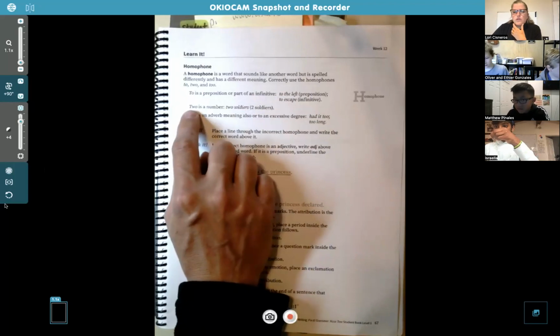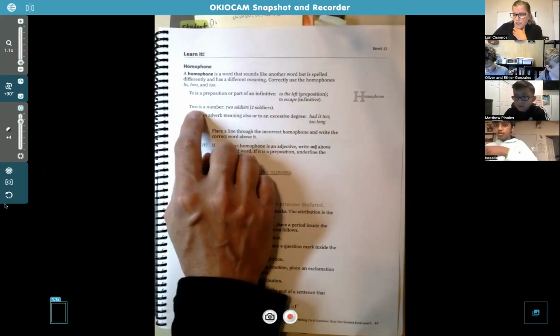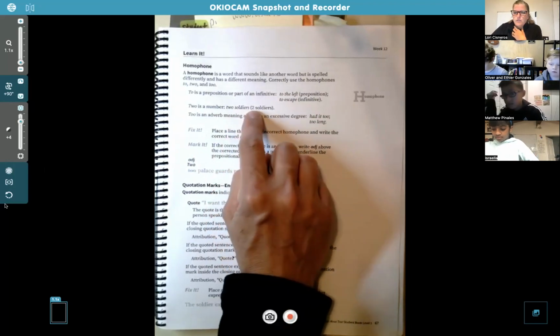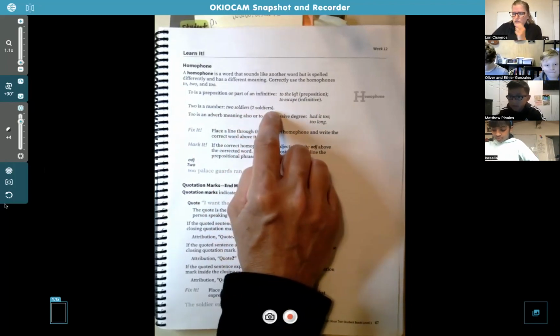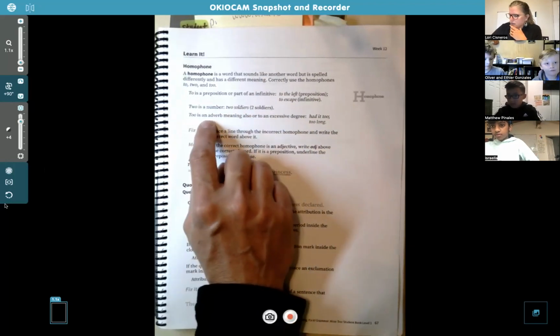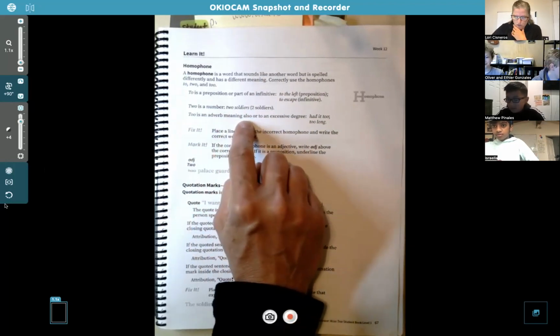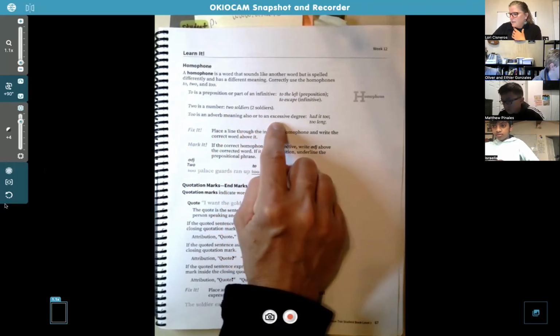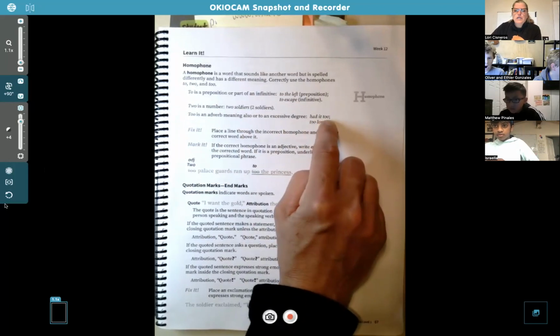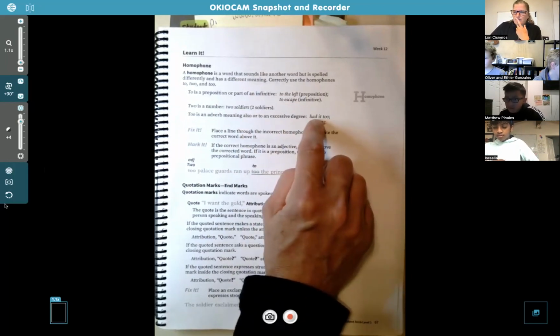And then TWO, you probably already know this, is the number two. Like two soldiers is the number two soldiers. So you can count that. TOO is an adverb meaning also, or it could be an excessive degree.